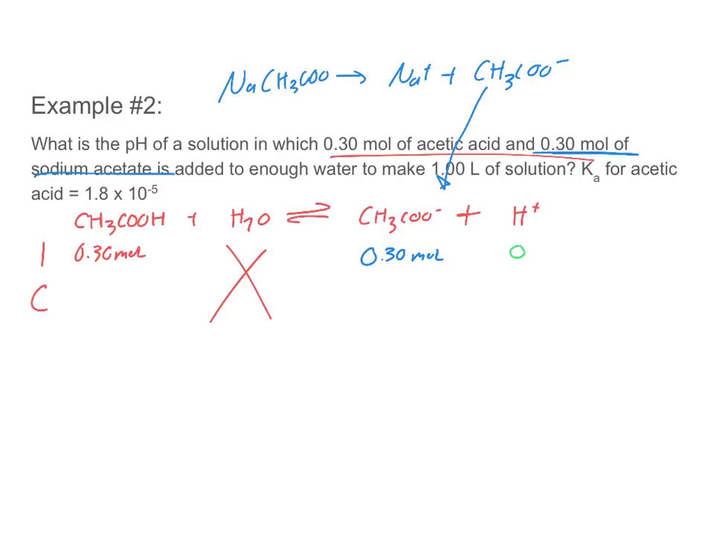Now I'm going to be subtracting X, adding X, and adding X. When I get down to the equilibrium portion, I'm going to have 0.30 moles minus X, 0.30 moles plus X, and then just X. So when I write my Ka expression, same thing as before.